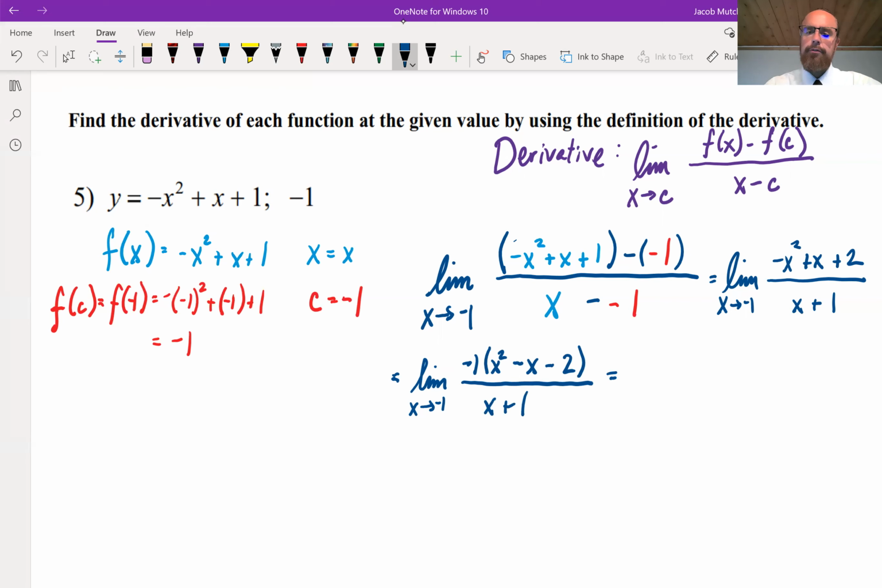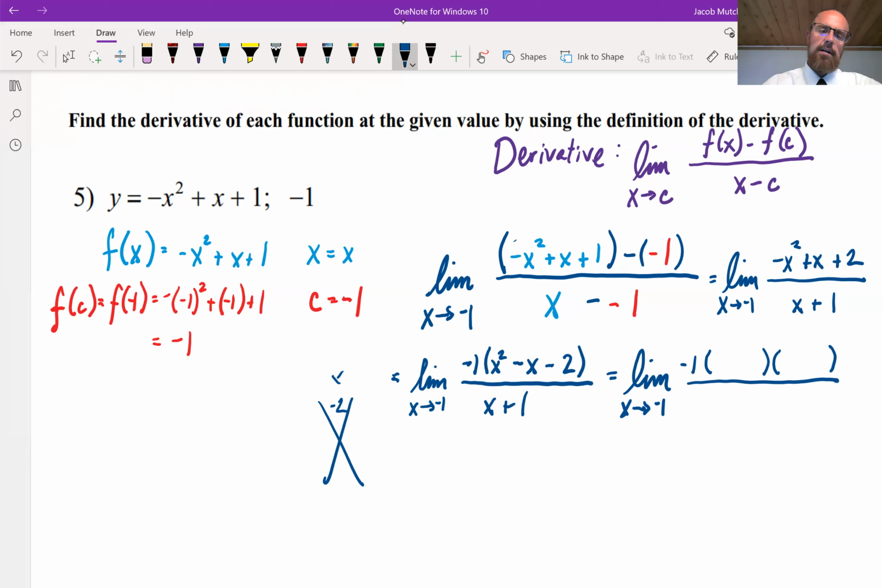I want to factor that quadratic in the parentheses. So what I'm looking for is what multiplies to -2 and at the same time adds to -1. And again, we're getting those from the c term and the b term on that quadratic, ax squared plus bx plus c. And it looks like those values for us are going to be -2 times +1. -2 times +1 is -2. -2 plus 1 is -1. So that's a good way to factor.